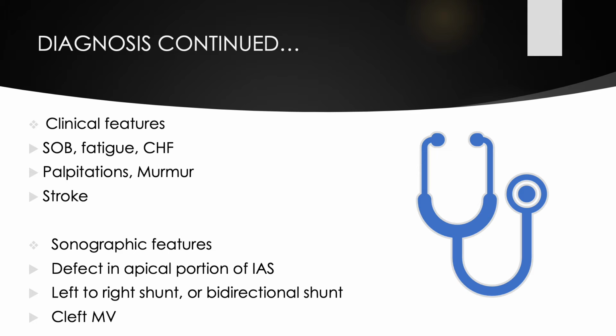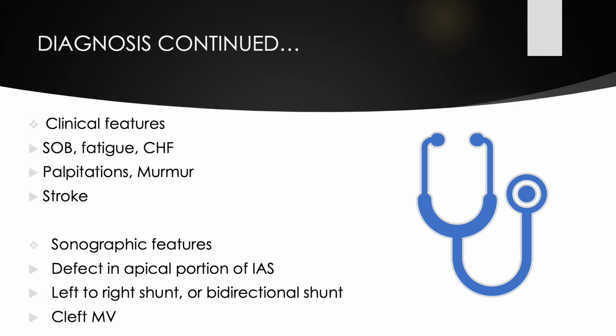Clinically, the patient may present with shortness of breath, worsening with exercise. They may also present with fatigue, congestive heart failure, palpitations, a murmur, and a history of a stroke. Some complications of an ostium primum ASD include increased risk of a stroke, arrhythmias, congestive heart failure, pulmonary hypertension, and a shortened lifespan. On ultrasound, you will see a defect in the apical portion of the interatrial septum.